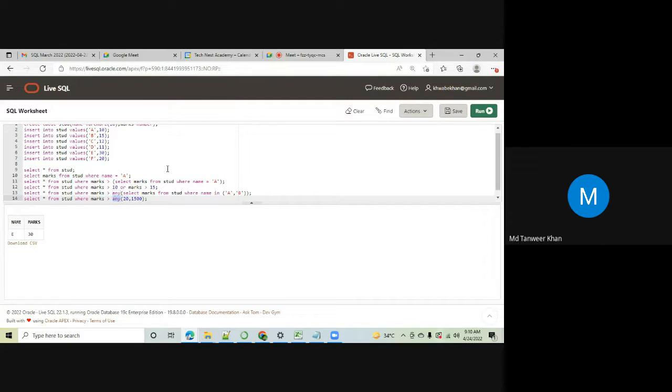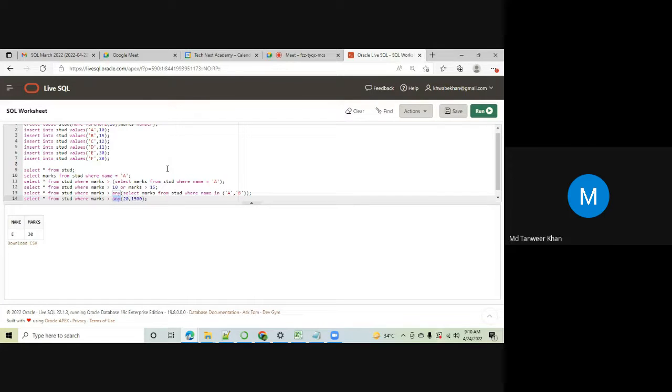When you want to match any condition, like, tell me those employee details whose salary is greater than any of these five employees. Or, tell me those student marks whose marks are greater than the marks of that particular student. So when you have this kind of condition, you will use this.